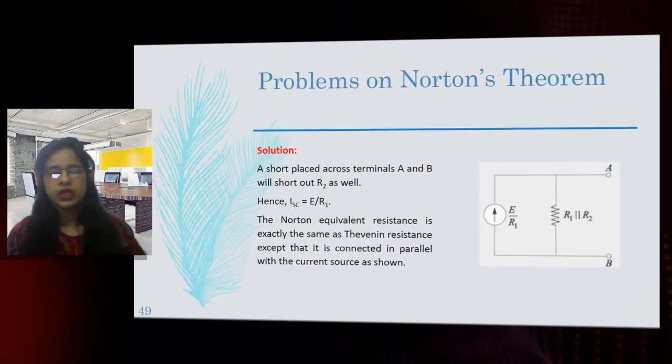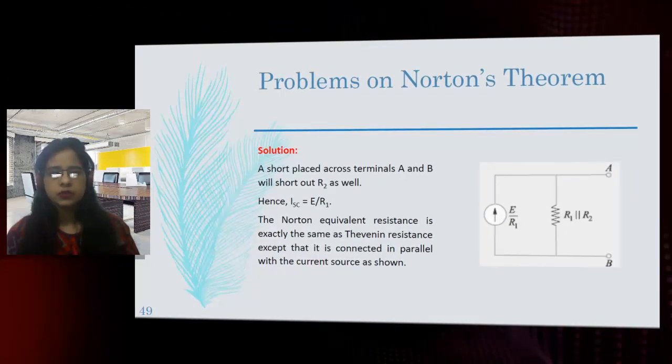Okay, so let us begin. So this is the first problem. Determine the Norton equivalent circuits between terminals A and B for the circuit shown.